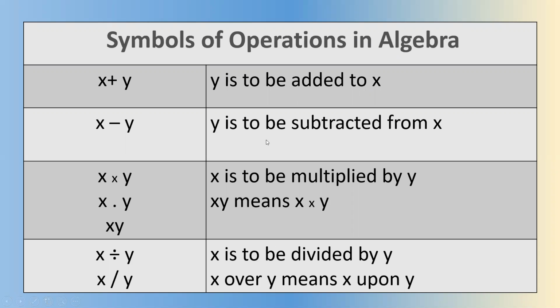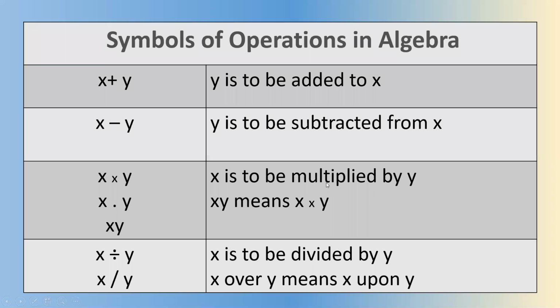Okay. Now y is to be subtracted from x. The term which is written with from is going to be written first. Okay. So x minus y, not y minus x. Okay. Don't assume that the term which is written first is going to be written first. No. The term which is written with from is going to be written first.